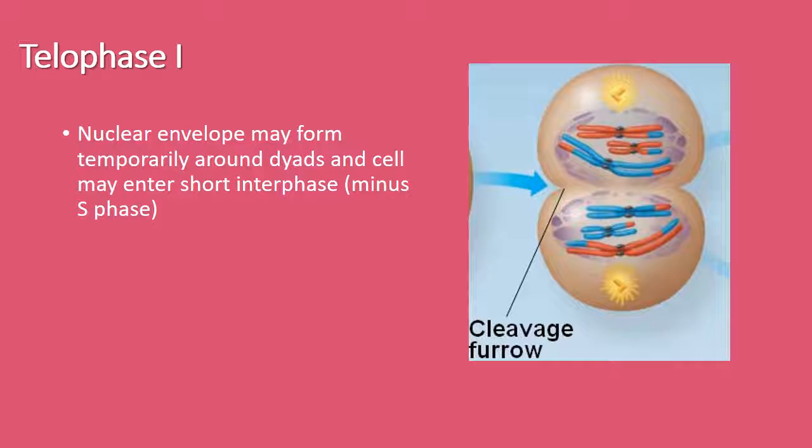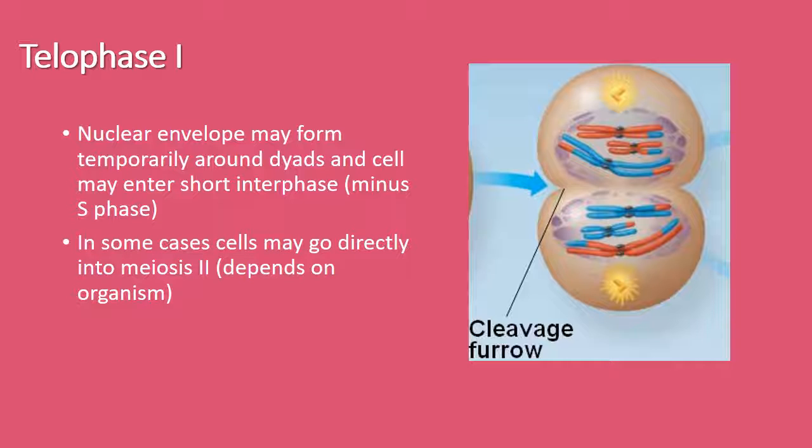During telophase 1, it just depends on the species and the cell type as to whether or not a nuclear envelope forms around the dyads. It may or may not. The cell may enter some kind of short interphase, minus the S phase. There won't be any DNA replication that occurs between meiosis 1 and 2, and the chromosomes remain condensed. In some cases, the cells may go straight into meiosis 2 and start the second separation, the second cell division.